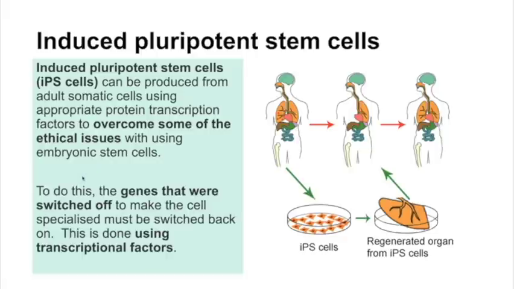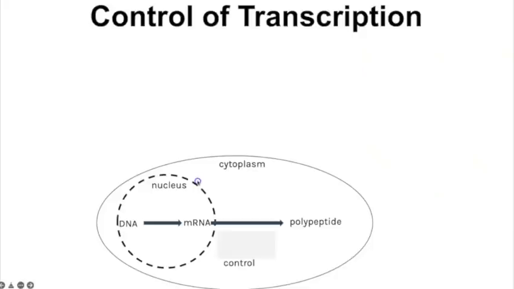So what you would do is take a sample of the adult cells, which we can see here, a sample from the liver, and if you switch the genes off that made those cells specialized, then you can turn those cells back into their pluripotent state. So this links to the theory of transcription factors. And that leads us into transcription factors.